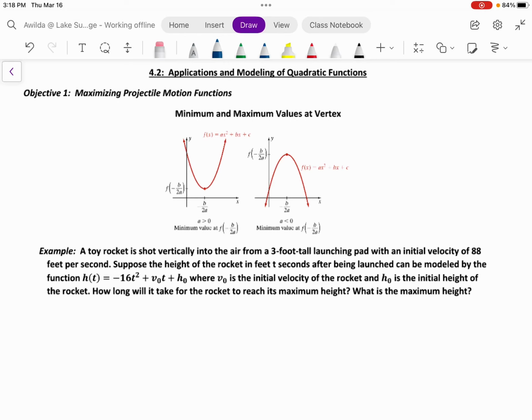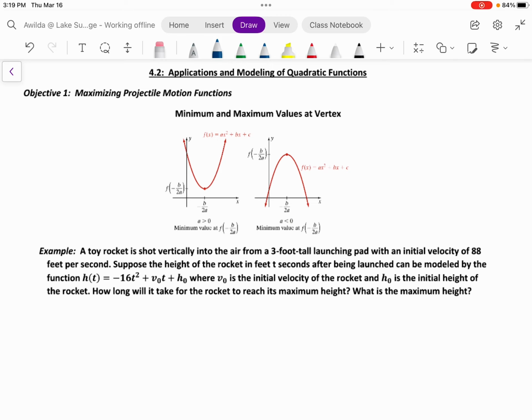In section 4.2, we will look at some applications and modeling of quadratic functions. Our first few examples will deal with projectiles. We can track the height of a projectile that's launched into the air with a quadratic equation. Now let's look at what projectiles do in terms of their height.